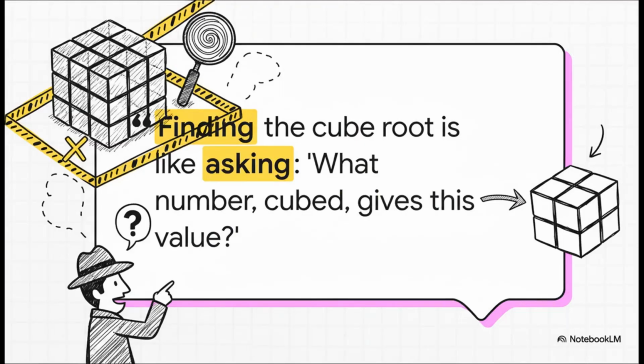I absolutely love thinking about it this way. The number you're given, let's say 27, well, that's the scene of the crime. The cube root is the detective who comes in, looks at the evidence and says, aha, the culprit, the original number that did this, was 3. It just makes the whole thing feel so much more intuitive, doesn't it?